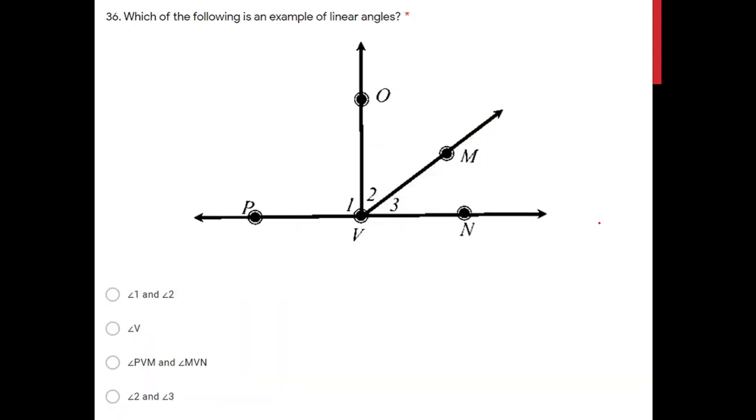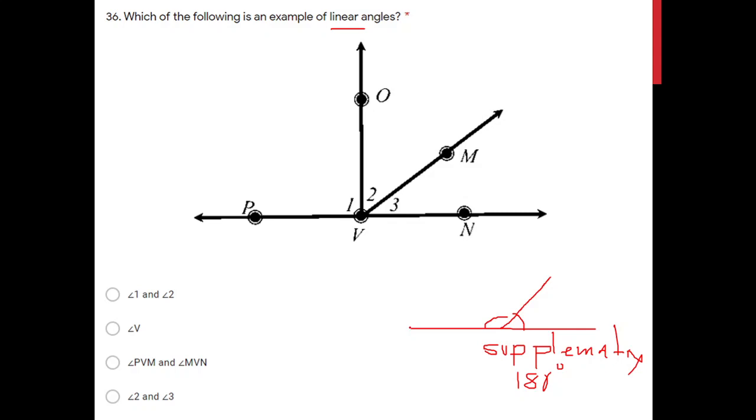Okay, next. Which of the following is an example of linear angles? Now, linear angles, from the word linear, form a line like that. And there are two angles along this line, this angle here and this angle here. So linear angles are supplementary angles, meaning they add up to 180 degrees. Now let's see which among these pairs are supplementary or linear angles.